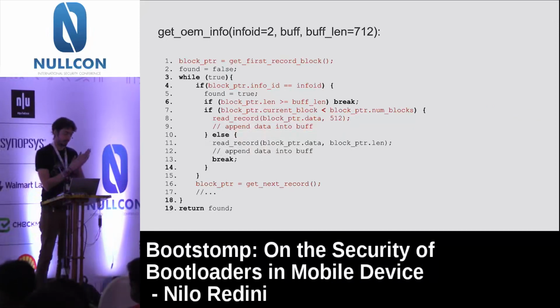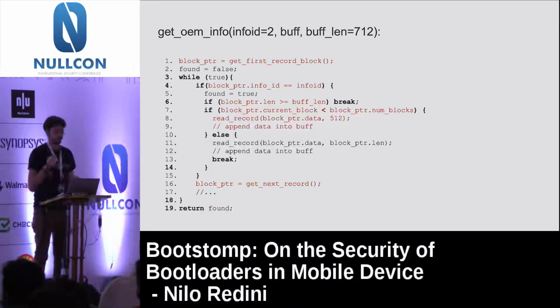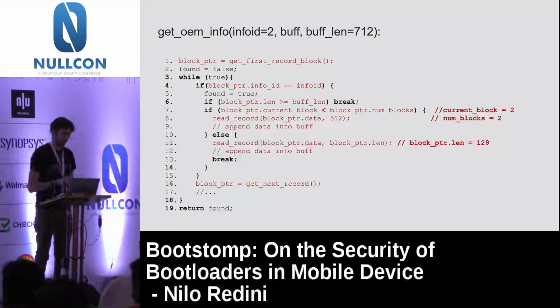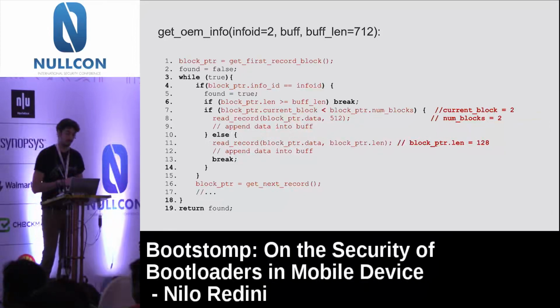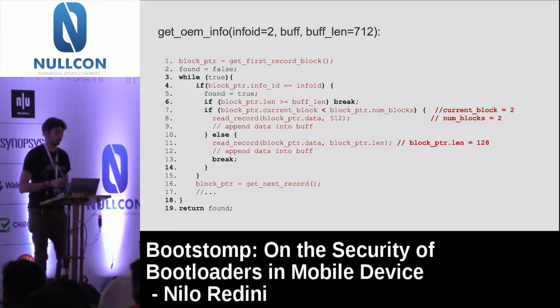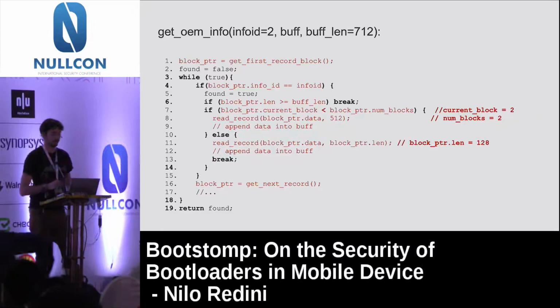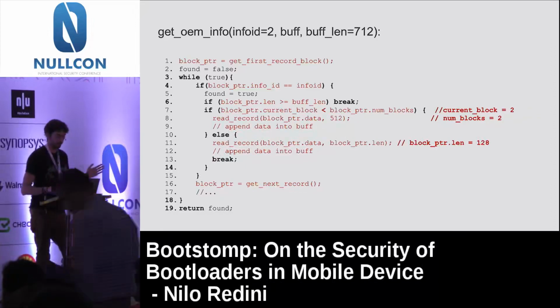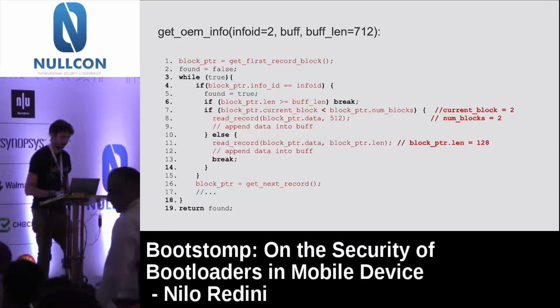After this, the next block will be retrieved. The while will proceed with another iteration. But this time, the else branch is going to be hit, as this time, the current block is 2 and the number of blocks is 2. So in this case, 128 bytes are going to be read from the second block and stored in the provided buffer. So everything works fine and seems to be good.